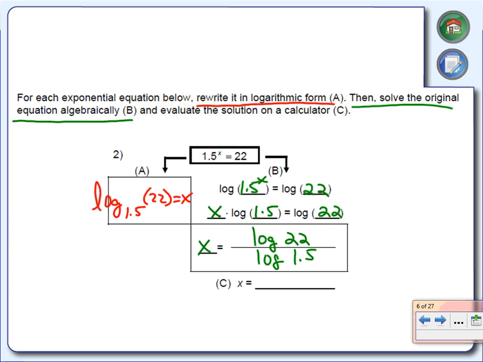All that's left for me to do now is put that in the calculator and see what you get. What do we get when we put that into the calculator? You got it. So that big, long, ugly decimal. That is what the exponent needs to be on the base 1.5 so that we end up with an answer of 22.